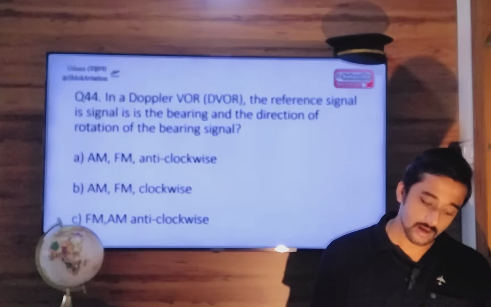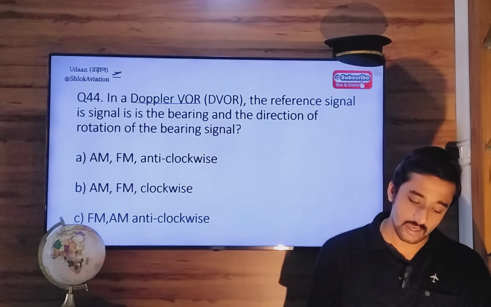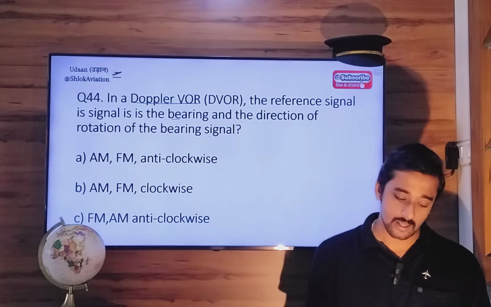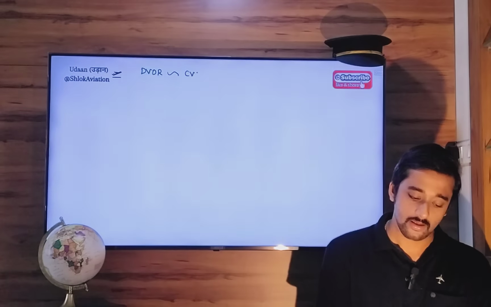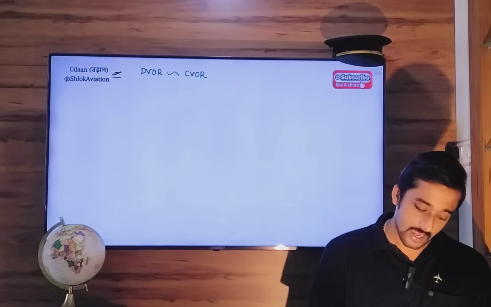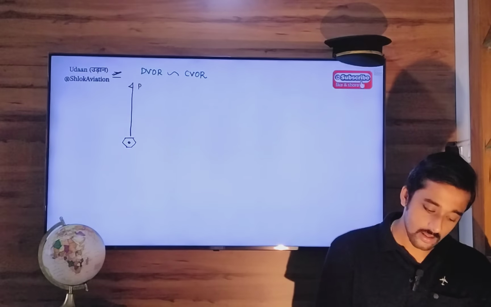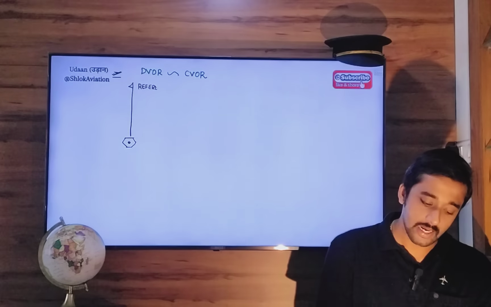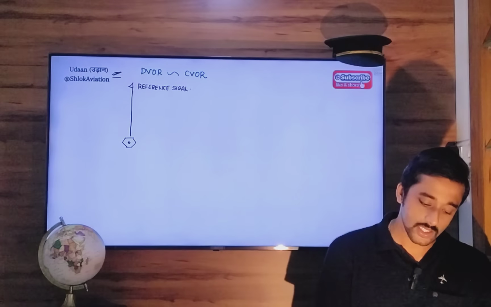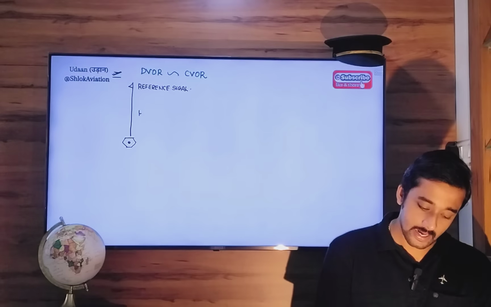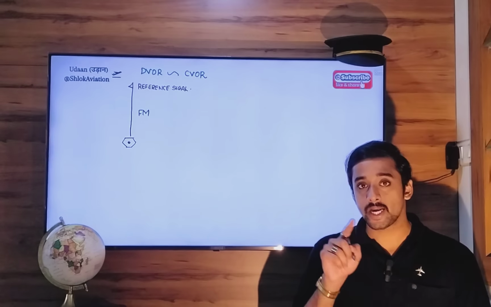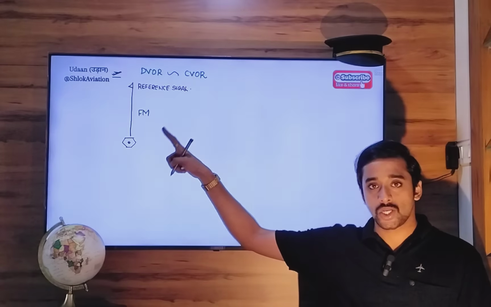Question 44. In a Doppler VOR, the reference signal is the bearing and the direction of rotation of the bearing signal. So Doppler VOR is just like a conventional VOR. Now in a conventional VOR, we have two signals: a reference signal that is frequency modulated, and a variable signal, a rotating signal which keeps on rotating 360 degrees around the VOR beacon.